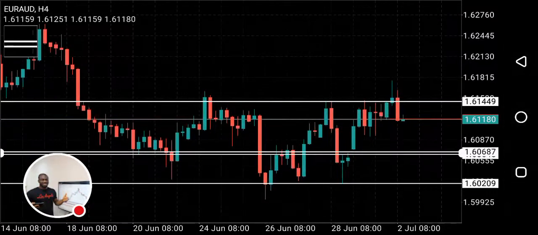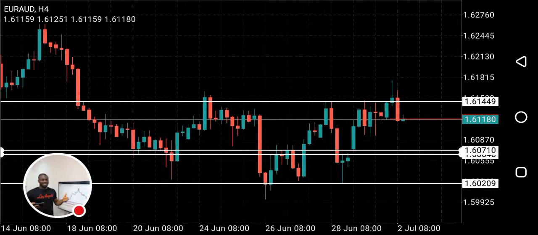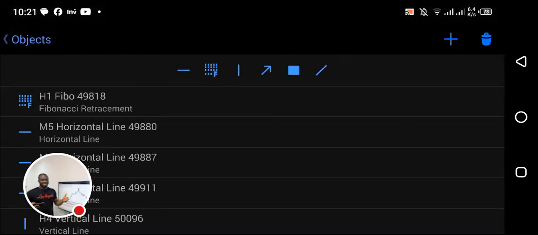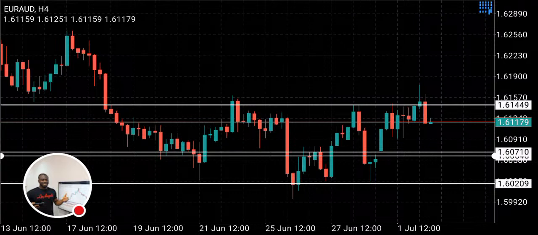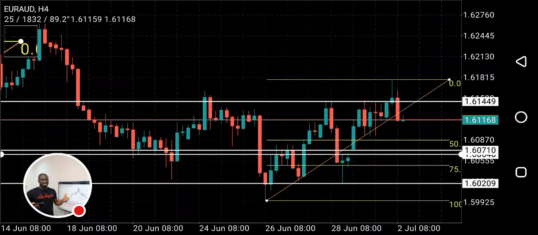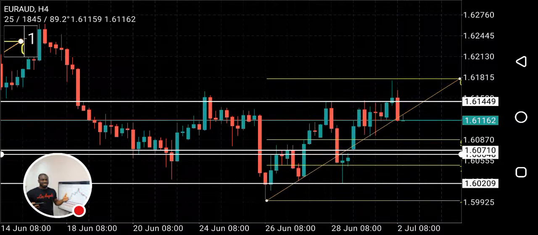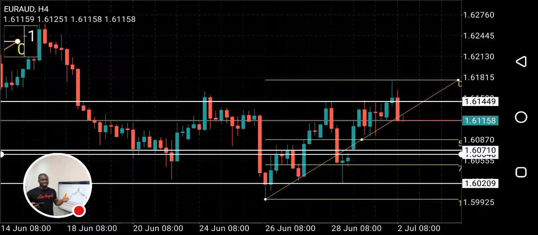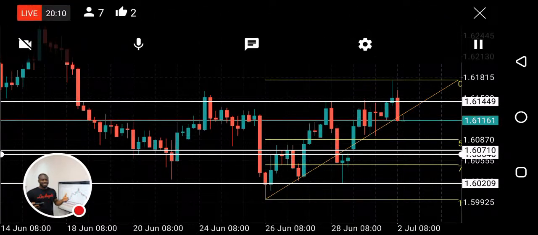Wait for price to pull back at least to this level before you consider buying. You could apply your Fibonacci from this swing low to swing high. Wait for price to pull back to a discount level before you buy. I hope that is clear.